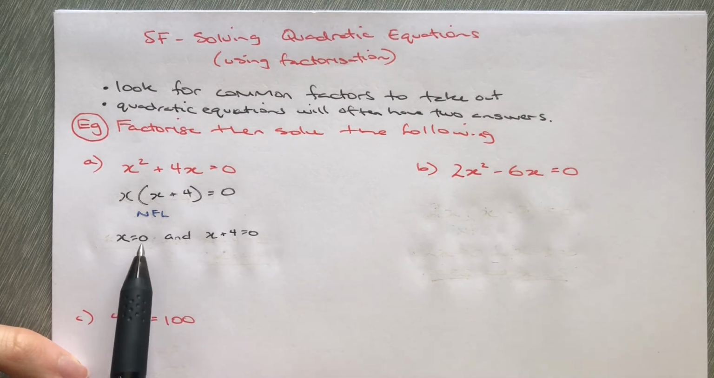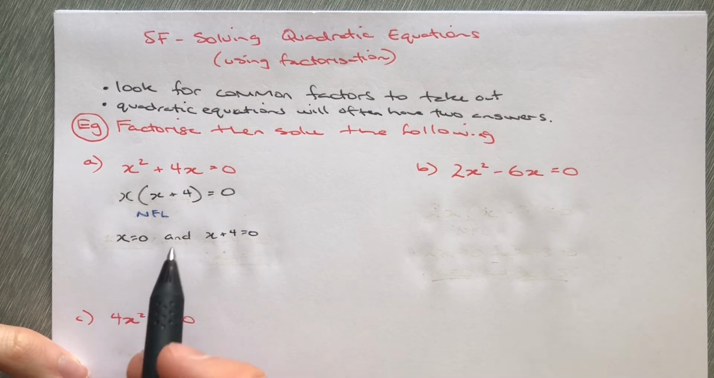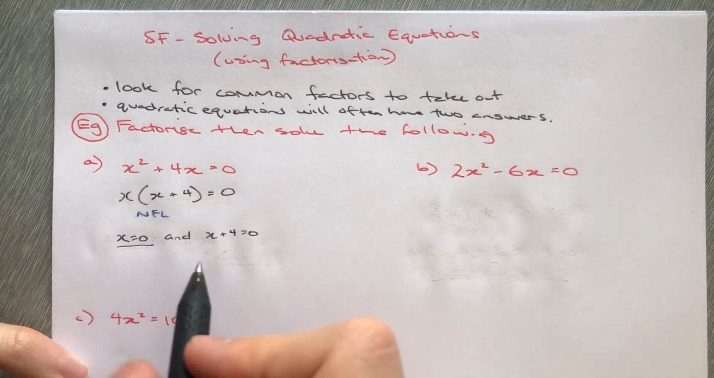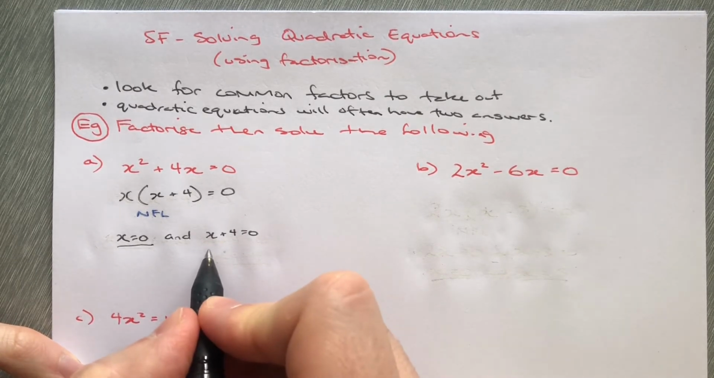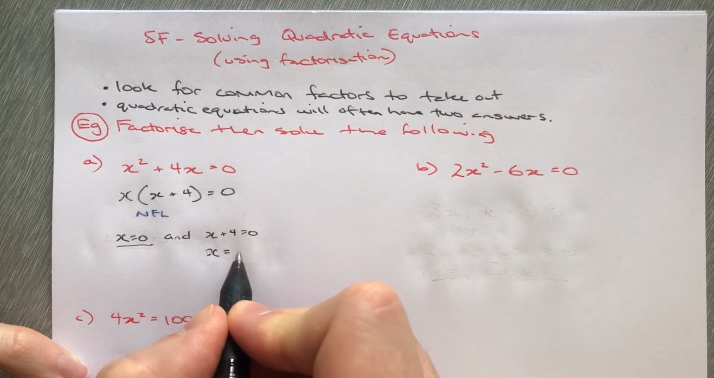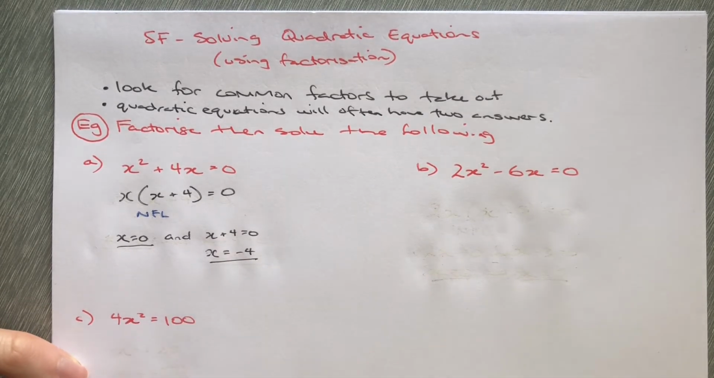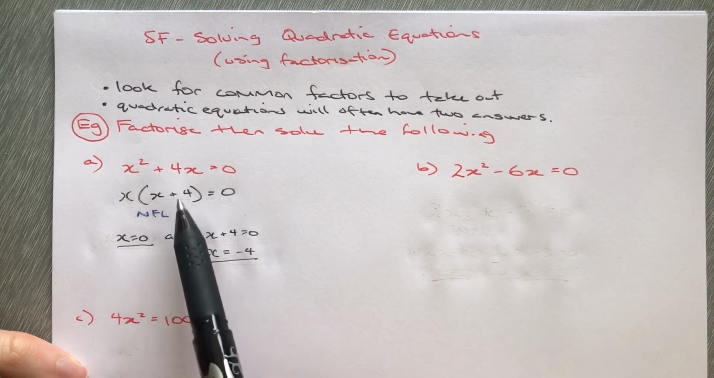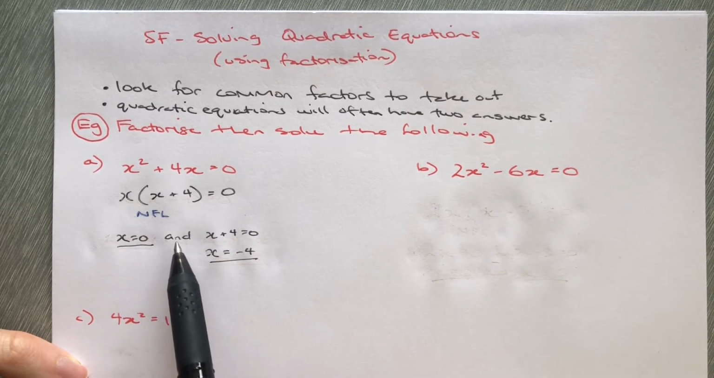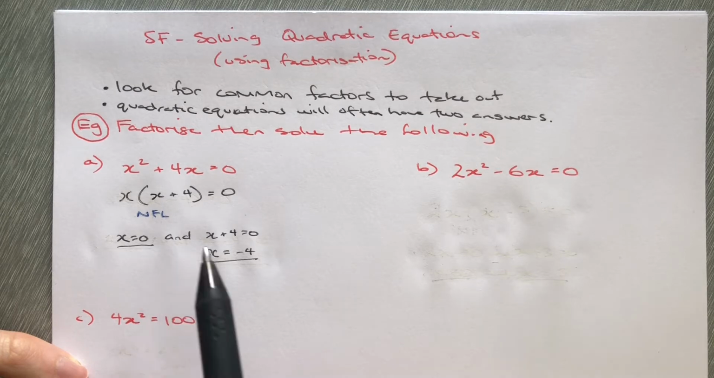All right, so we don't need to do too much extra here. We've already got one answer, which is x equals 0. But with this one, we need to make x the subject. So let's move that 4 away. So it's going to be x equals negative 4. And there's our two answers. So firstly, we factorised, and then we solved for x by using that null factor law. Okay, now let's have a go at the next one.